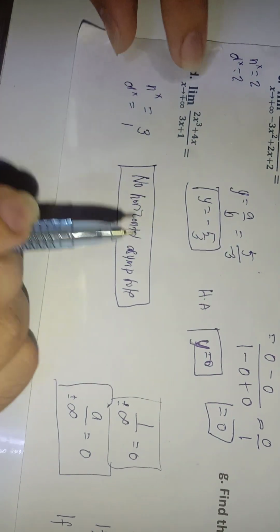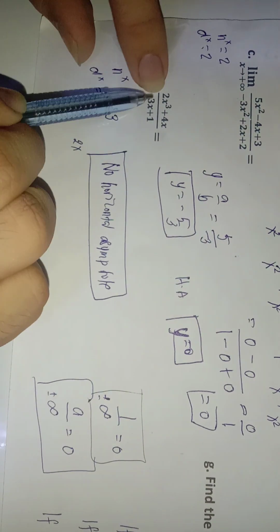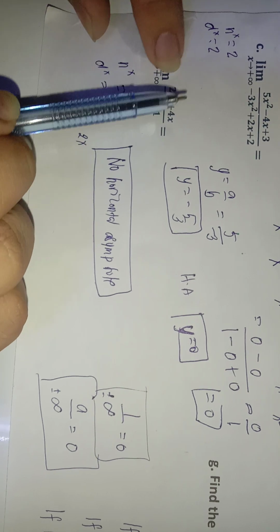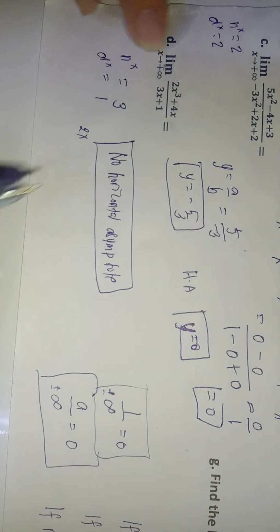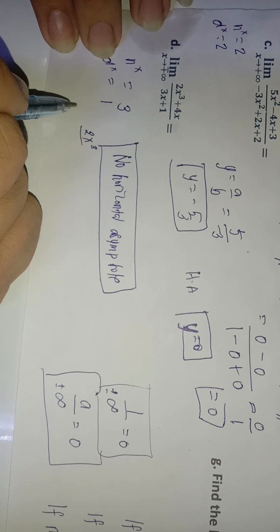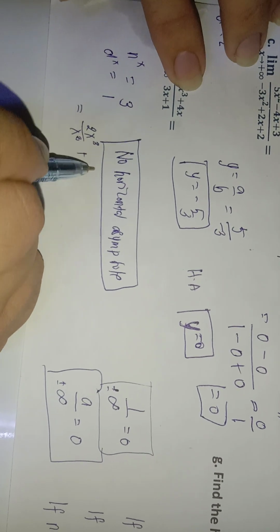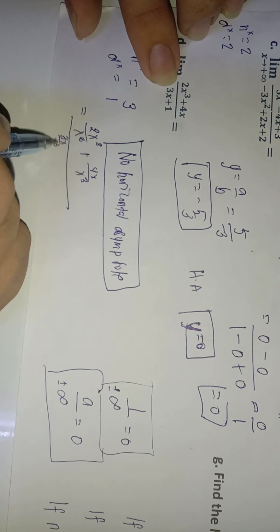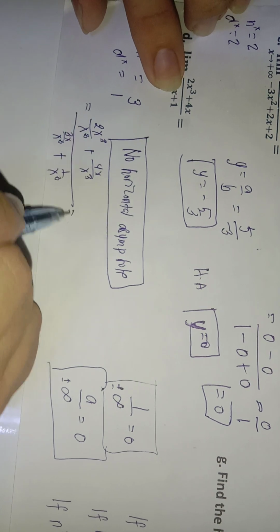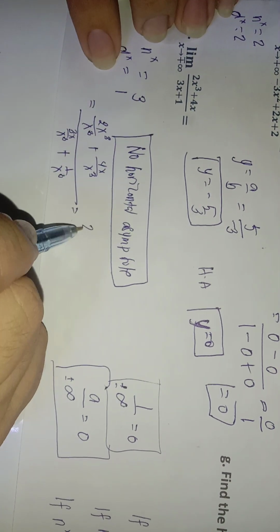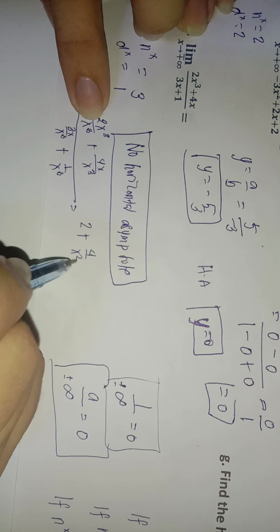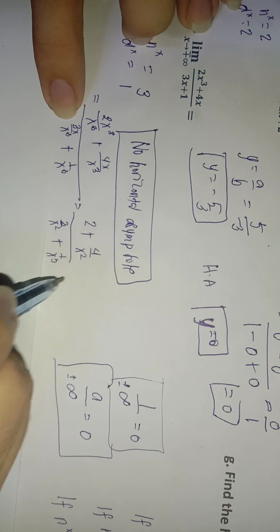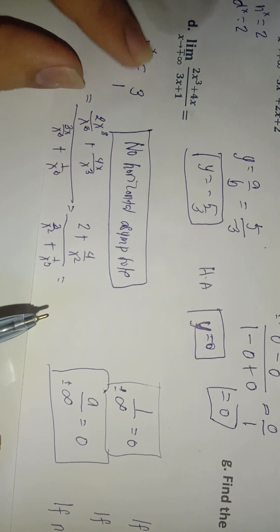We will go back to the steps in letter B earlier. We will divide all terms of the function by the variable with the highest exponent, that is x cubed. So divide all terms by x cubed: 4x divided by x cubed over 3x divided by x cubed plus 1 divided by x cubed, then simplify. So cancel, and we are left with 2 plus 4 over x squared over 3 over x squared plus 1 over x cubed. Then we replace every x with infinity.